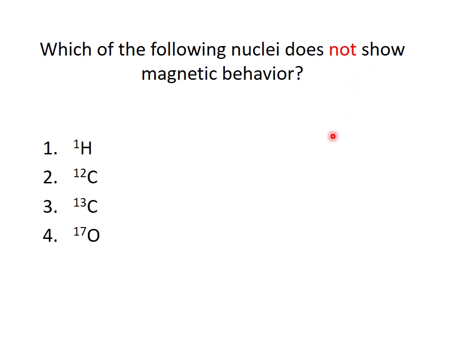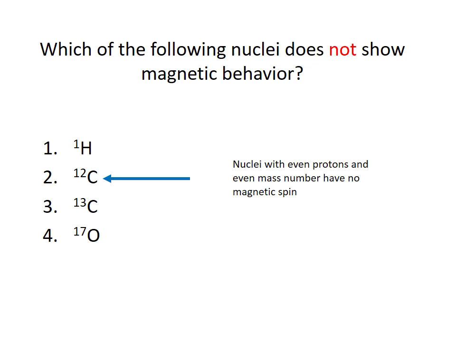So here are some you try. So let's look at these. Which of the following nuclei will you not be able to do nuclear magnetic resonance on? Well, we've been talking about that you have to have spin, and to have spin, you need to have an odd mass. And if you look at this, this has an odd mass, this has an odd mass, and this has an odd mass. So all of those are going to have spin. But the carbon-12 has an even mass, and so they have no magnetic spin, and they will be invisible in any NMR.